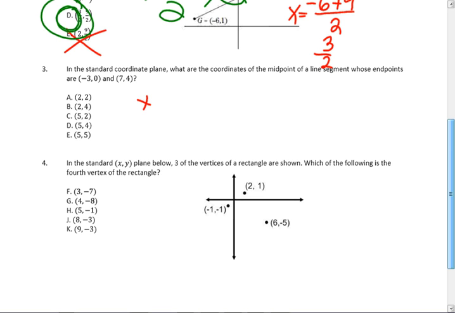So the x's are 10 apart. Stop. No, we're not finding distance. We're finding midpoint. You just average the x's. Just add them up. Now, some of you were adding the x's to the y's. No, you add x's to x's and y's to y's. How'd you get 4? Added them up. And divide by 2.